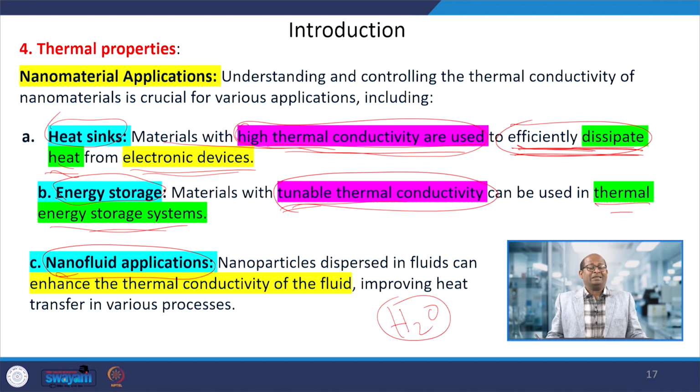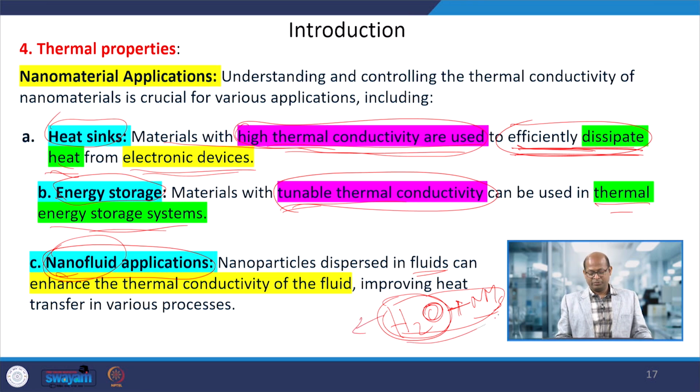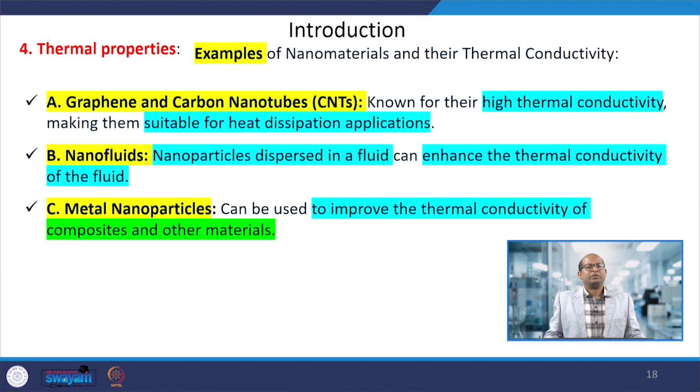For a particular heat exchanger, using only water as the fluid limits the performance of the device. Instead of that, if we use nanofluids, meaning we mix nanomaterials into the fluid, that gives better performance. The fluid has the thermal conductivity of water, and when it is mixed with nanomaterials, the thermal conductivity will be enhanced. As a result, the performance of the device will be better.